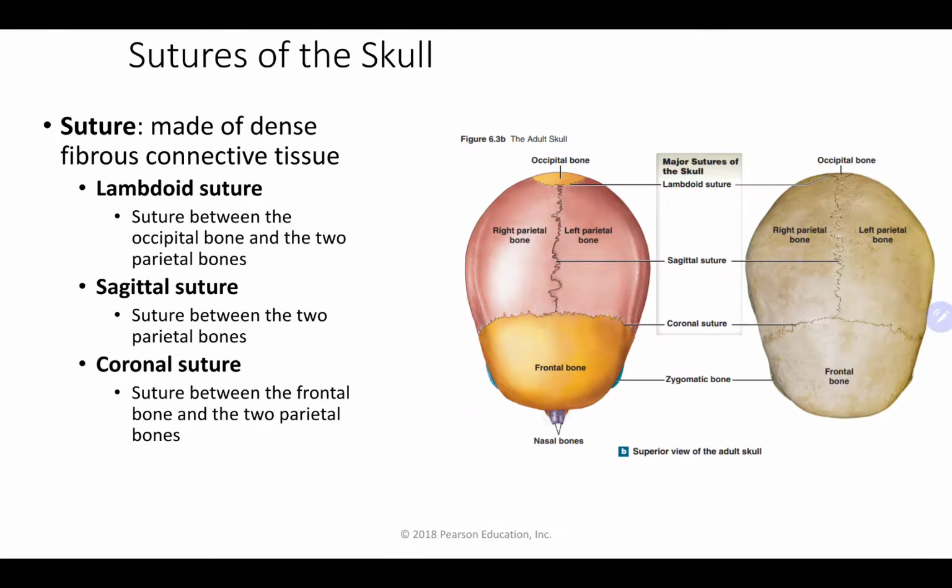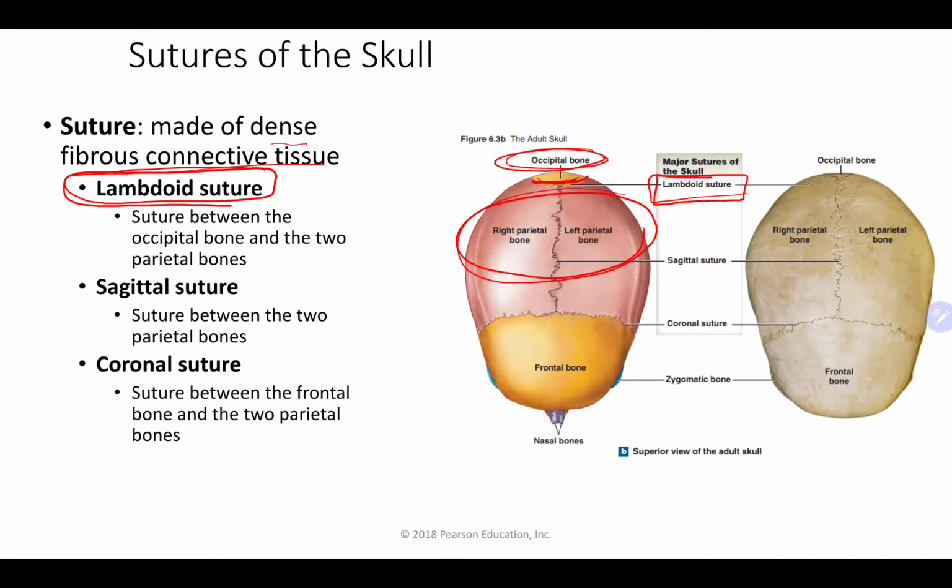Moving further, we have sutures. These are the boundaries between skull bones. They are immovable joints called sutures, and they're made up of dense fibrous connective tissue. You have the lambdoid suture. That's the suture between the occipital bone, that bone in the back, posterior, and the two parietal bones. We can notice the two parietal bones are on the most superior surface of the skull.